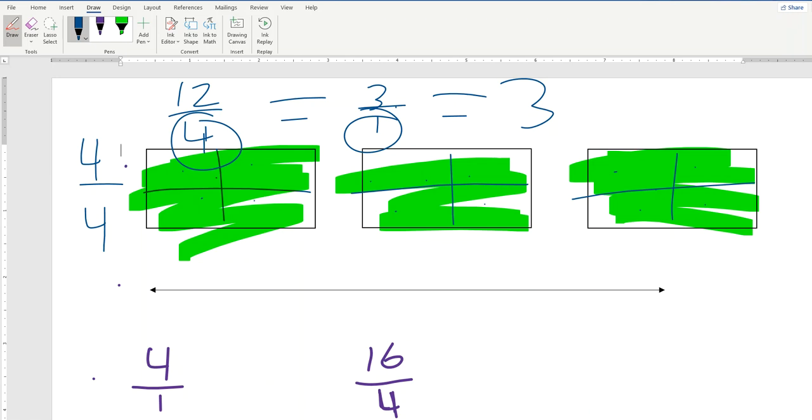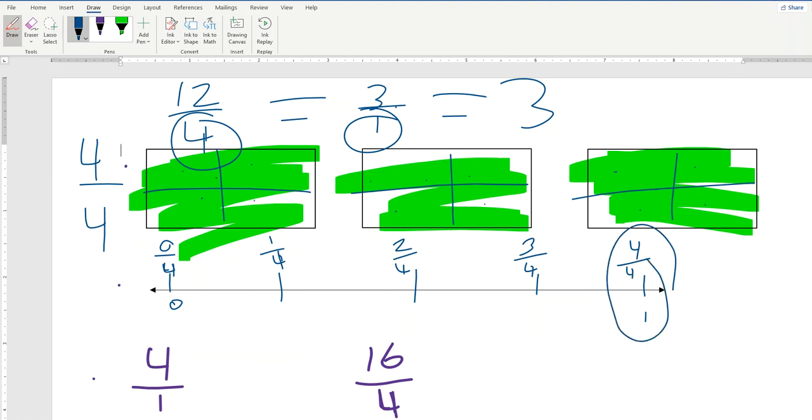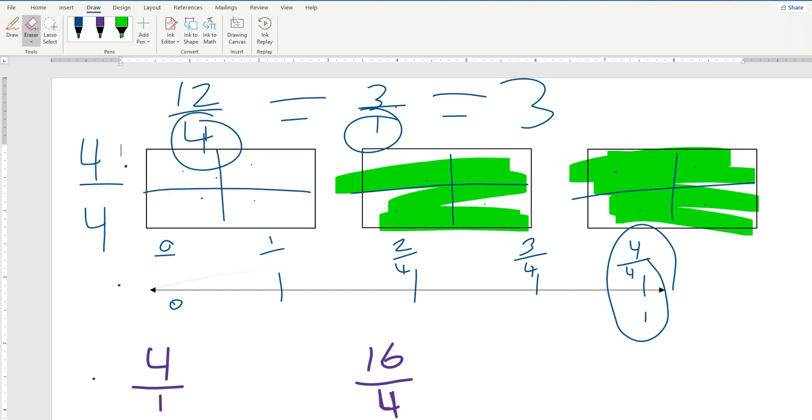And I know that was kind of fast, but we're going to do it again on a number line. So same idea. If my number line goes from 0 to 1, and it's split up into 4 pieces, and I label it 0 fourths, 1 fourth, 2 fourths, 3 fourths, and 4 fourths. Well, we see that 1 is equal to 4 fourths. Well, let's go a little bit further.